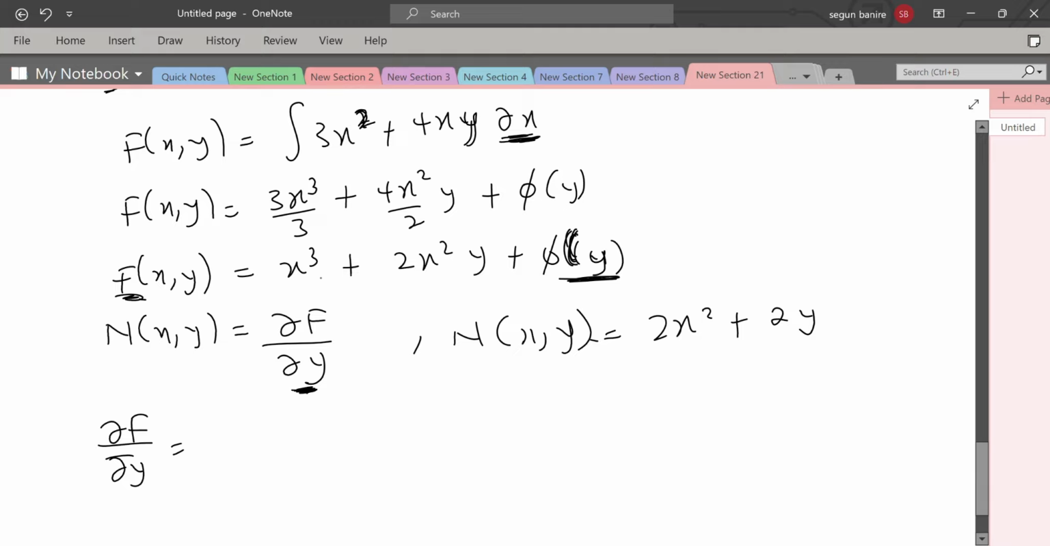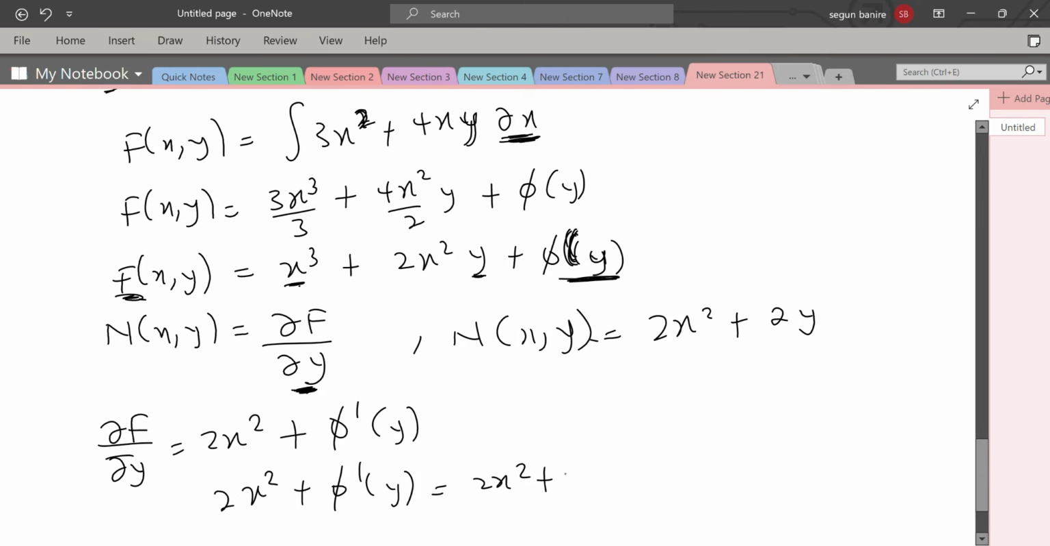If you differentiate with respect to y, this x cubed will behave like a constant, so you get 0. Differentiate this, you only focus on the y. This will give you 1. This will give you 2x squared plus, this is a function of y, so you get phi prime of y. So all we are now saying is that this will be equal to N. N of x comma y is equal to this. So now we equate both of them.